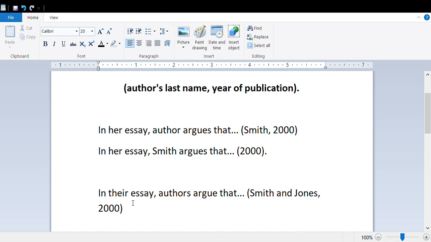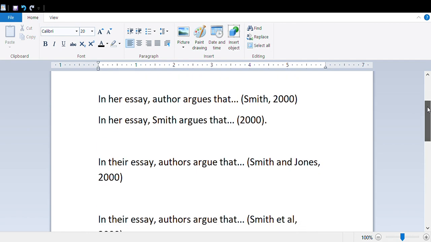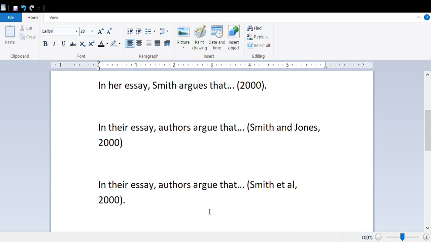The problems arise when you have, let's say, 29 authors. You may not want to list all 29, so the solution for that is, in their essay, authors argued that, Smith, and then you use Latin et al., which stands for and others. And that's commonly used. So you will just say Smith and others, year 2000.